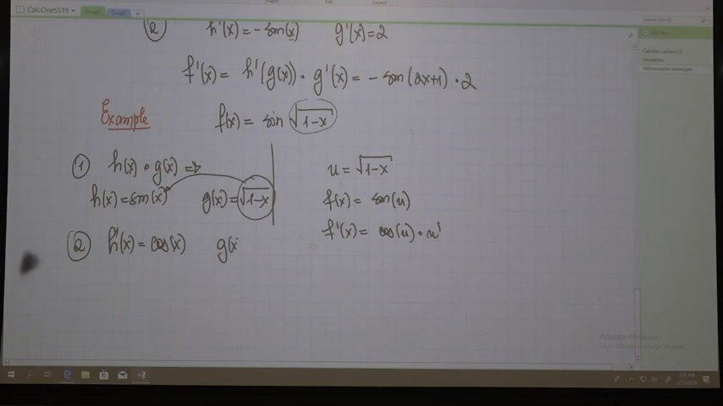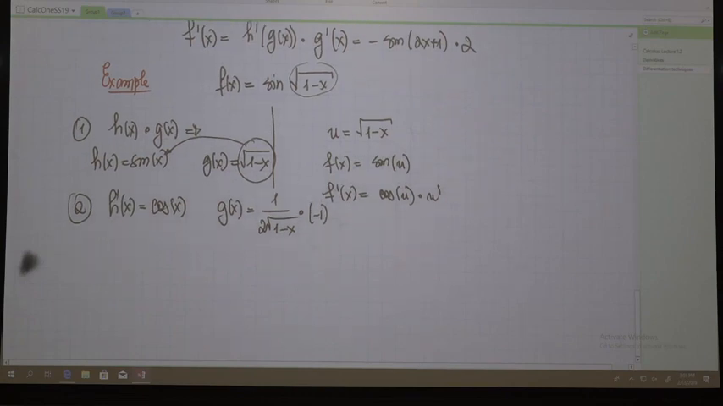The derivative of g, what is the derivative? Here again we have to use the chain rule. What is the derivative of the square root of x? It is 1 over 2 square root of x. But now I have to multiply this by the derivative of the inner function. What is the derivative of 1 minus x? Minus 1.